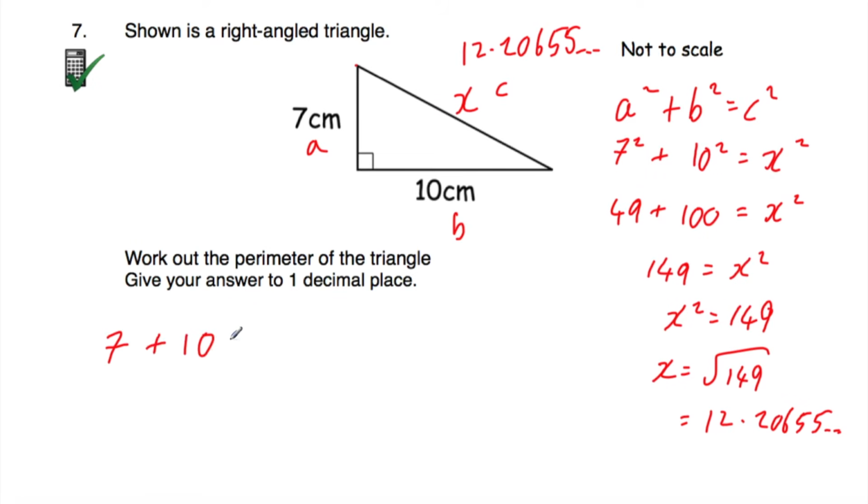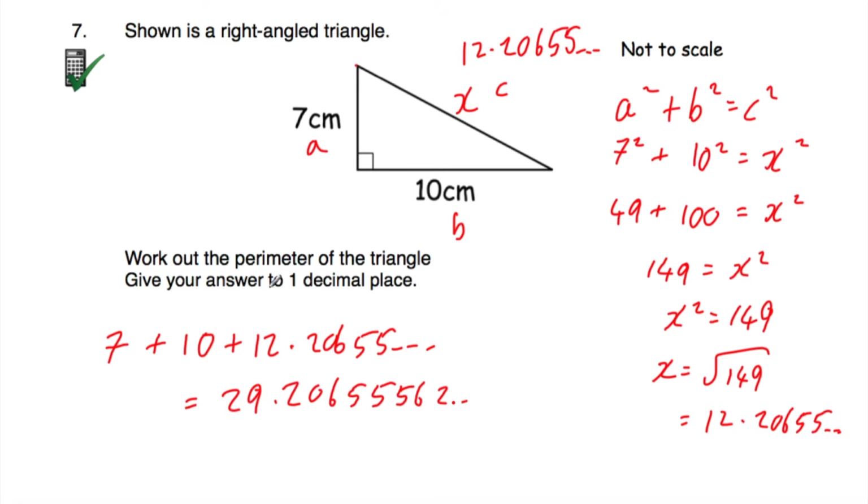So let's write that down. 7 plus 10 plus 12.20655 and so on. And I'm just going to do it on my calculator. Now I've got this on my calculator display already, so I can just press plus and then 7 plus 10, and it's come up as 17 plus the square root of 149. So if I change that into a decimal, I get 29.2065562 and so on.